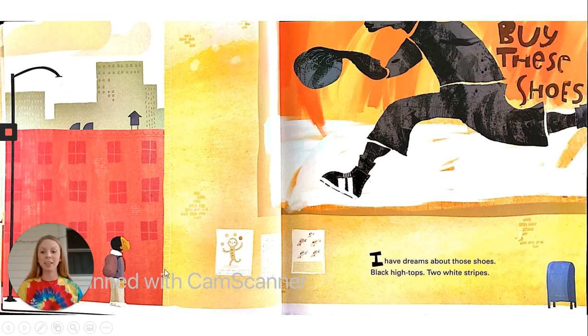So here's our main character here in the corner. And he's looking at this advertisement that's big on the wall. It says, buy these shoes. And we've got the black high tops with white stripes. He's really wanting those shoes. He's dreaming about them.